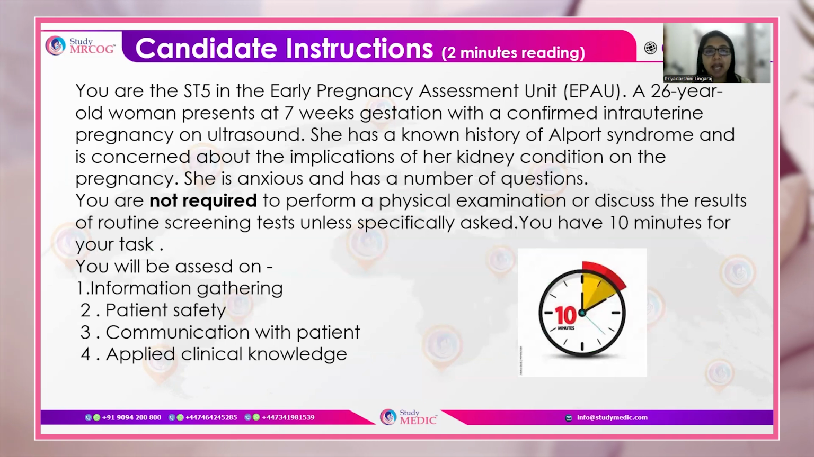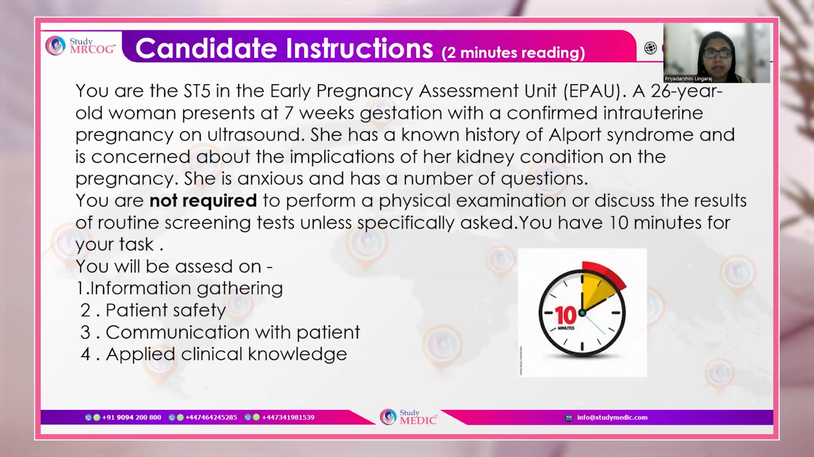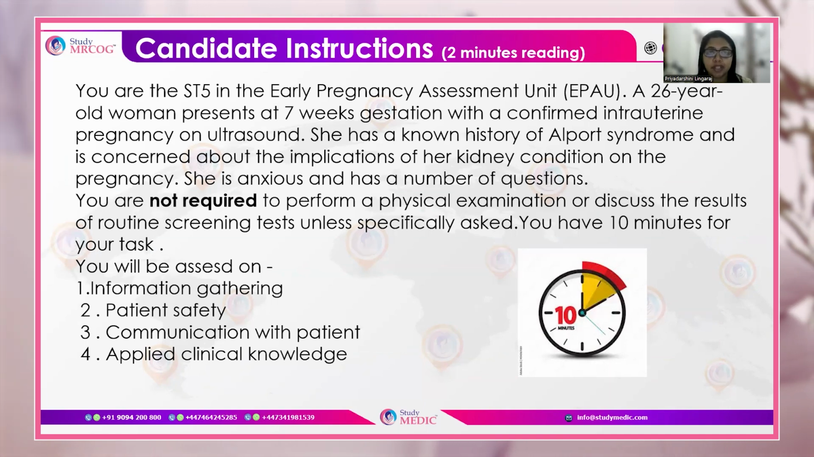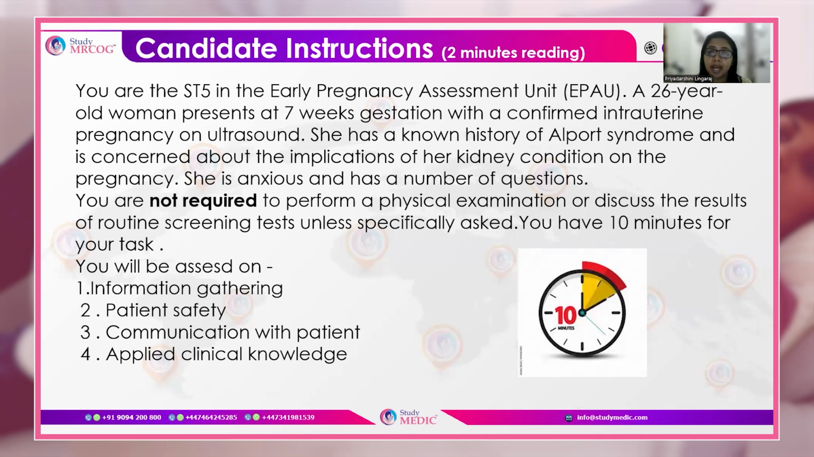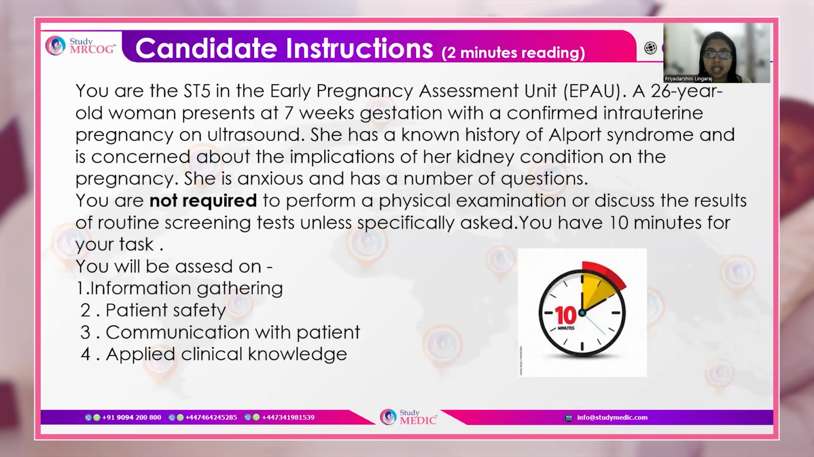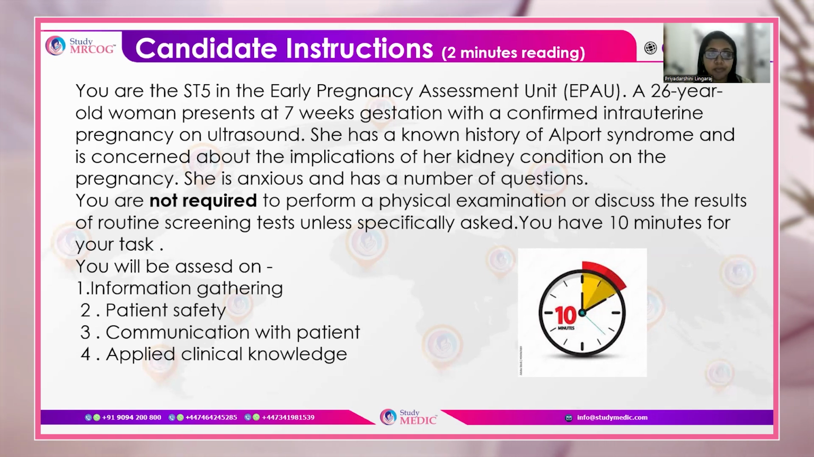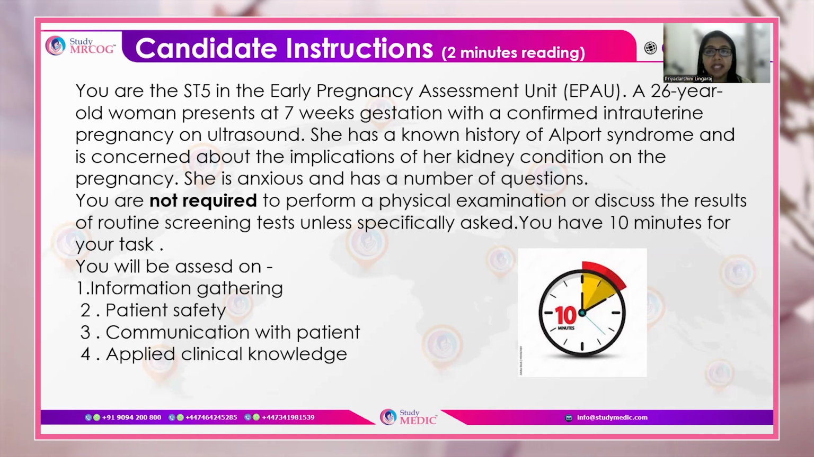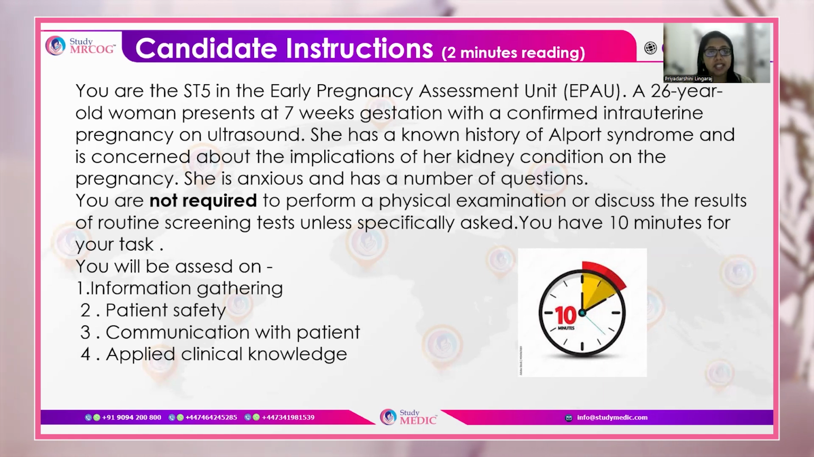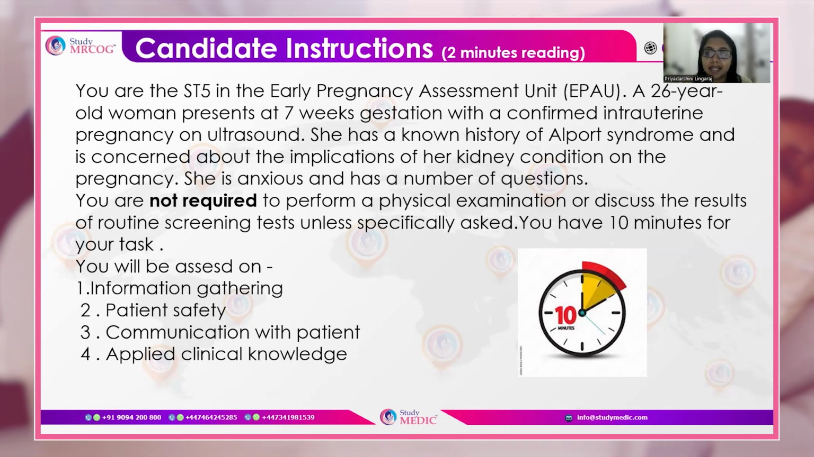The exam has 2 minutes of candidate instructions where you read the task, and you have 10 minutes to perform the station. In the candidate instructions, what are the key points that you're going to look at? First, you understand whether it is a structured discussion or a patient-simulated task. Secondly, you need to understand what domains are being tested here. For this particular scenario, who am I? I am the ST5. Where am I present? I'm present in the early pregnancy assessment unit. This is the first detail I have gathered from the candidate instructions.